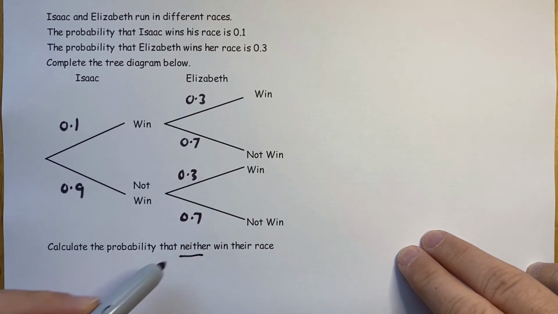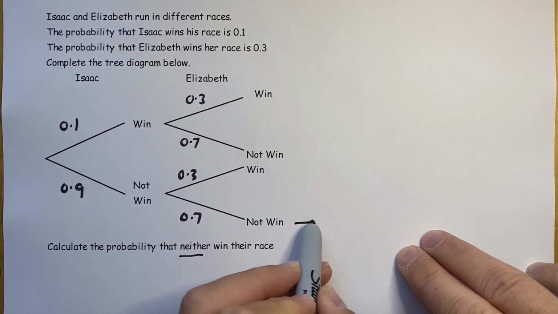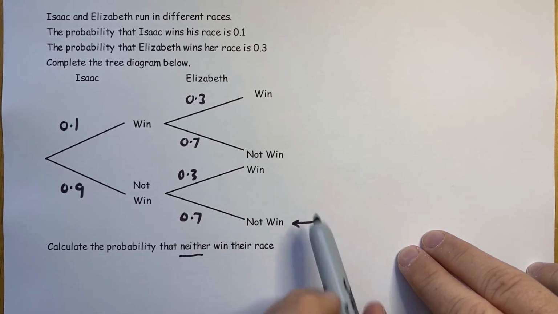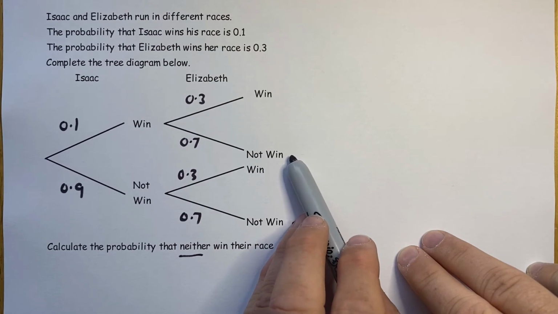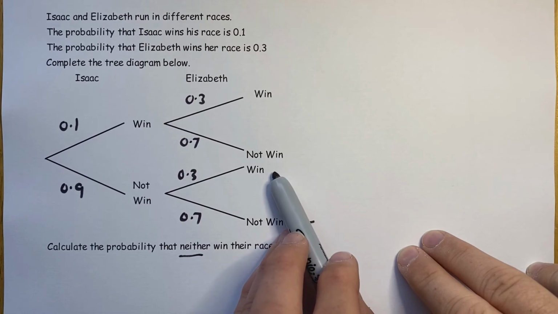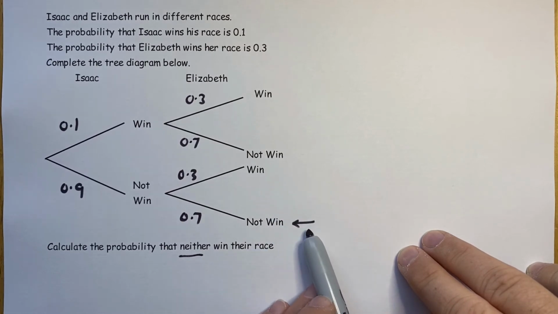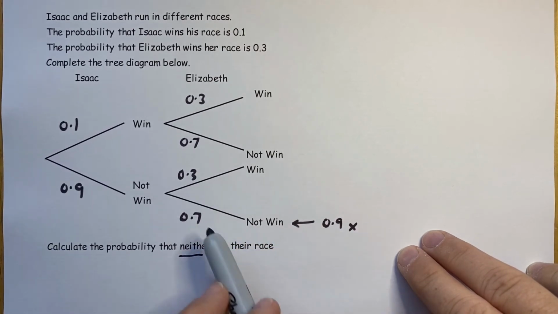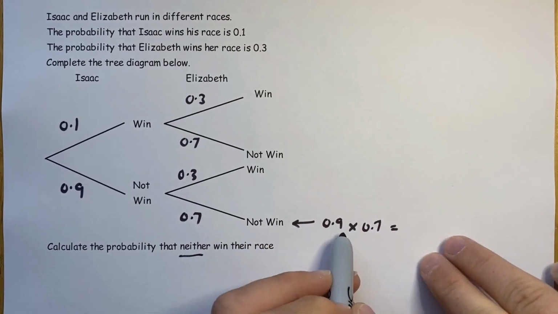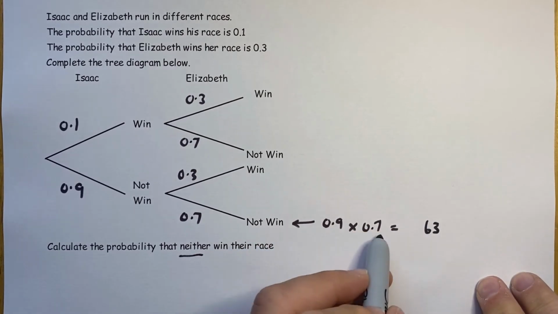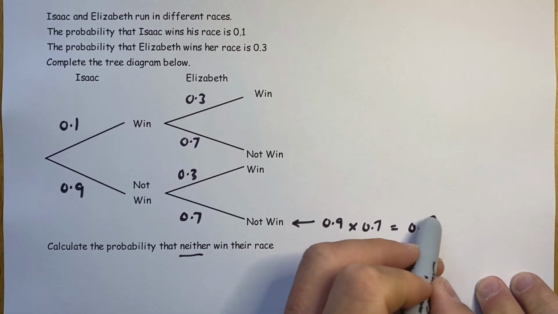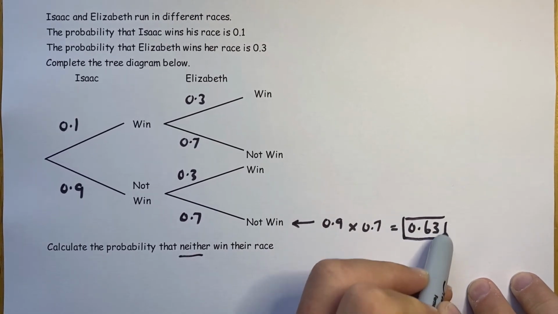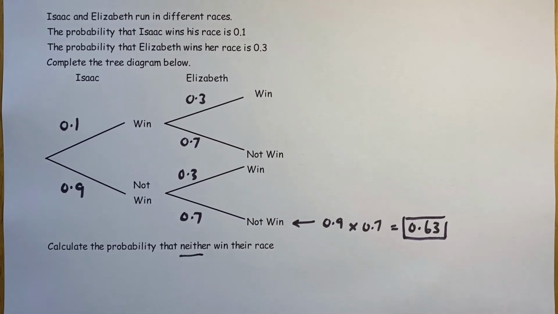What's the probability that neither win the race? Well, that means that Isaac loses the race and Elizabeth loses the race, so that is that outcome. Whereas, for example, that outcome there is just Elizabeth loses, Isaac won. And likewise, that one there is that Isaac lost the race, but Elizabeth won. This is the one where neither win the race. So that is 0.9 and 0.7. Well, 9 times 7 is 63. 2 decimal places in, so 0.63. That's the only outcome we were looking at, so there's our answer.